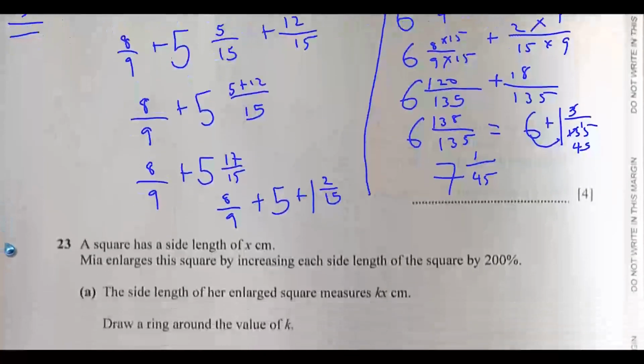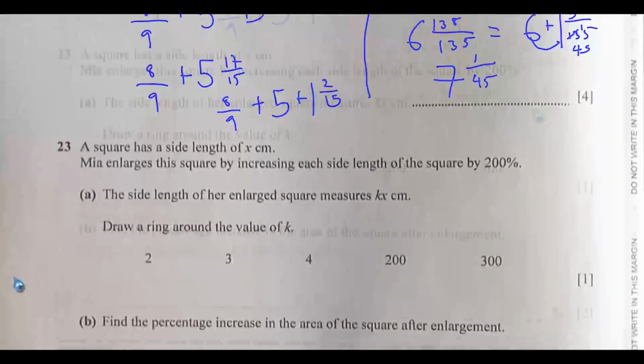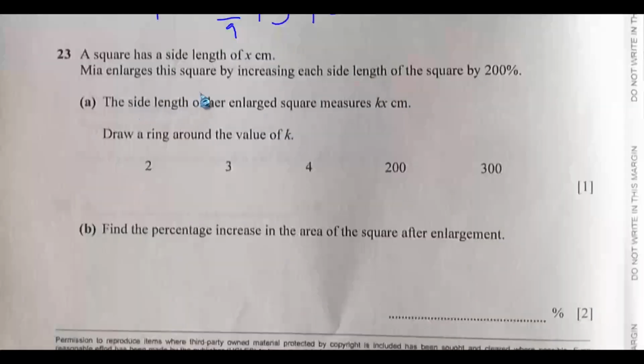So let's go to the last question. That will be question 23. A square has a side length of x centimeters. Mia enlarges this square by increasing each side length of the square by 200%. A. The side length of the enlarged square measures kx centimeters. Draw a ring around the value of k.